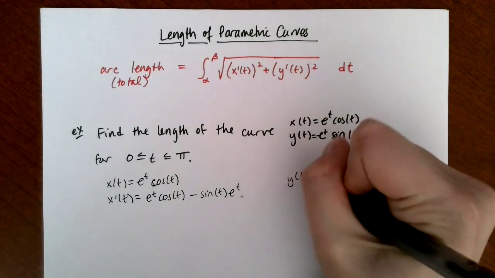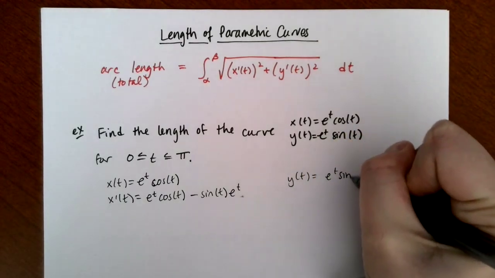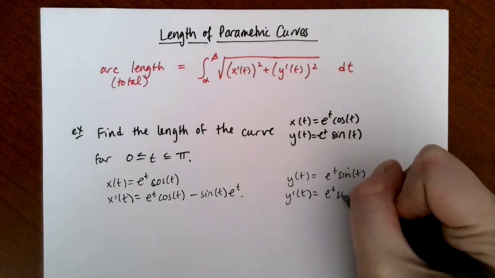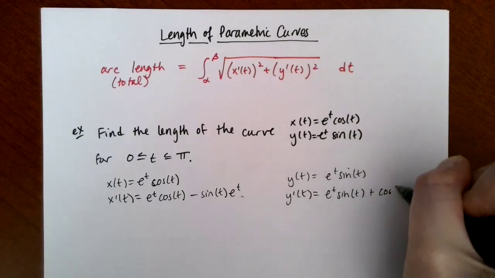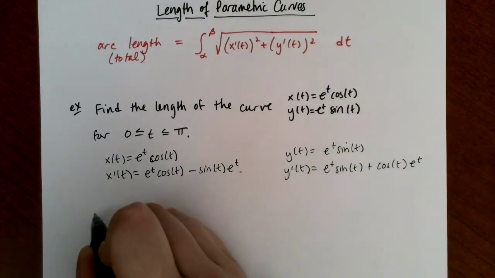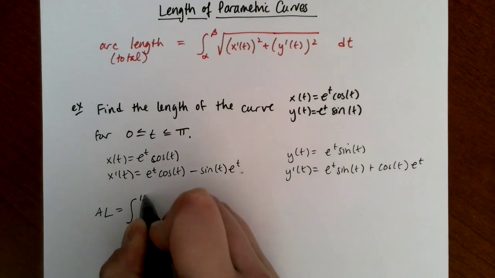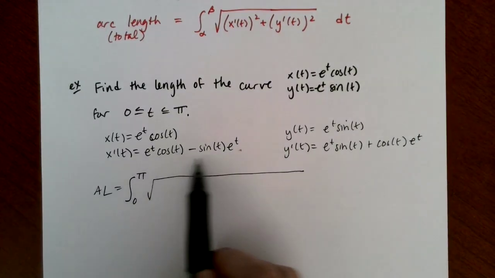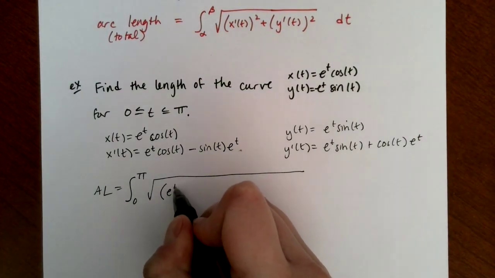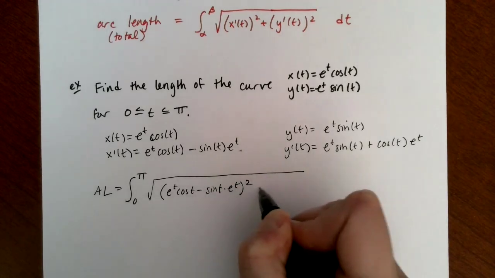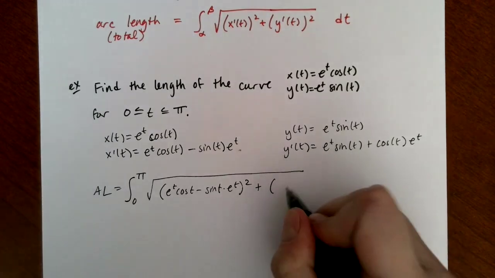And then we also have y of t, very similar. Our product rule derivative is f prime g plus g prime f. And of course, the order of these terms can change. Okay, so all together we have arc length equals the integral from 0 to pi square root of, this is going to be pretty big for a while, this x prime derivative squared plus this y prime squared.